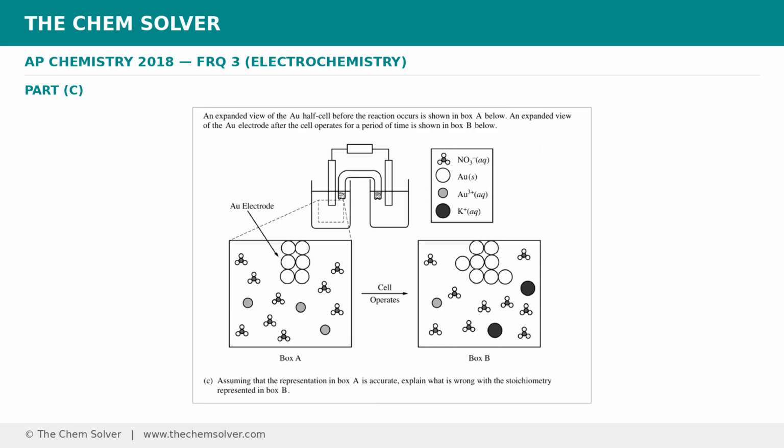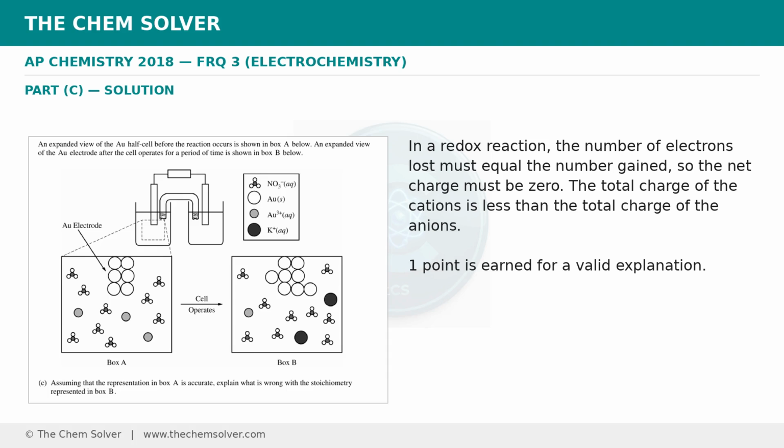An expanded view of the Au half cell before the reaction occurs is shown in box A below. An expanded view of the Au electrode after the cell operates for a period of time is shown in box B below. Visual. Assuming that the representation in box A is accurate, explain what is wrong with the stoichiometry represented in box B. In a redox reaction, the number of electrons lost must equal the number gained, so the net charge must be 0. The total charge of the cations is less than the total charge of the anions. 1 point is earned for a valid explanation.